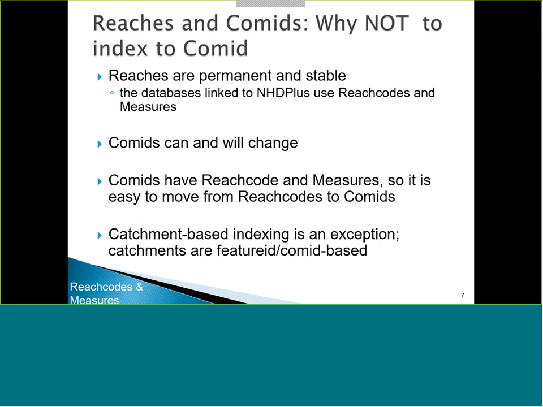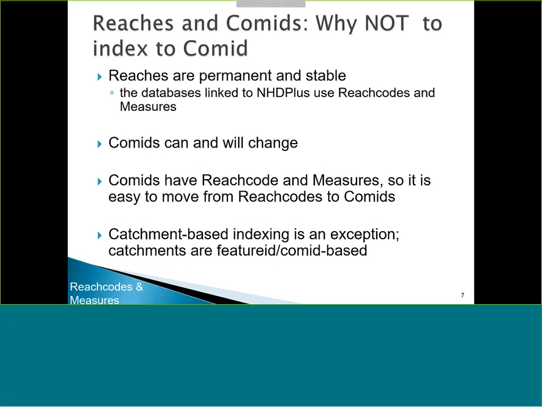Okay, like I said, reaches are permanent and stable, and databases linked to NHD Plus should be using reach codes and measures to link to them, because COM IDs can change, and the COM IDs that we've talked about that knit everything together, those are not permanent. If we have an update to NHD Plus, those COM IDs will change. But if you have things linked to reach codes and measures, you're going to be okay, because those are permanent.